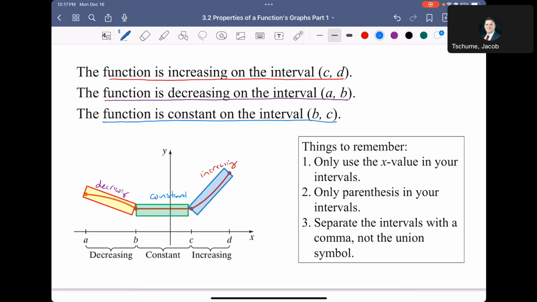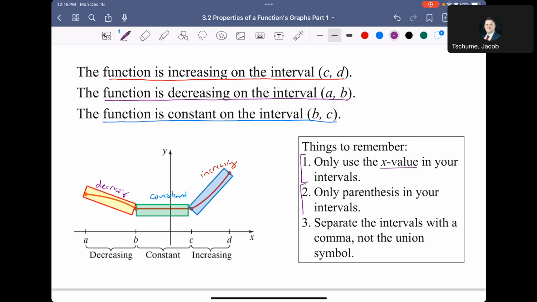Now that we know how to identify them from the graph, the question is, how do you express your answer? A couple of things over here on the right I want to make sure you note. Number one, when you're talking about increasing, decreasing, and constant, you only use the x values in your intervals. You'll notice that on my graph, I only labeled the x-axis, because the y values don't matter when it comes to writing these answers.